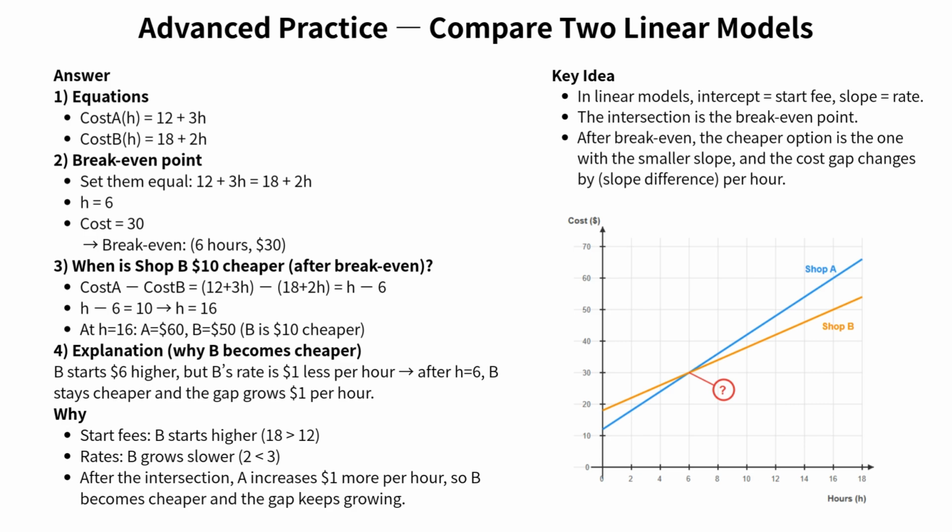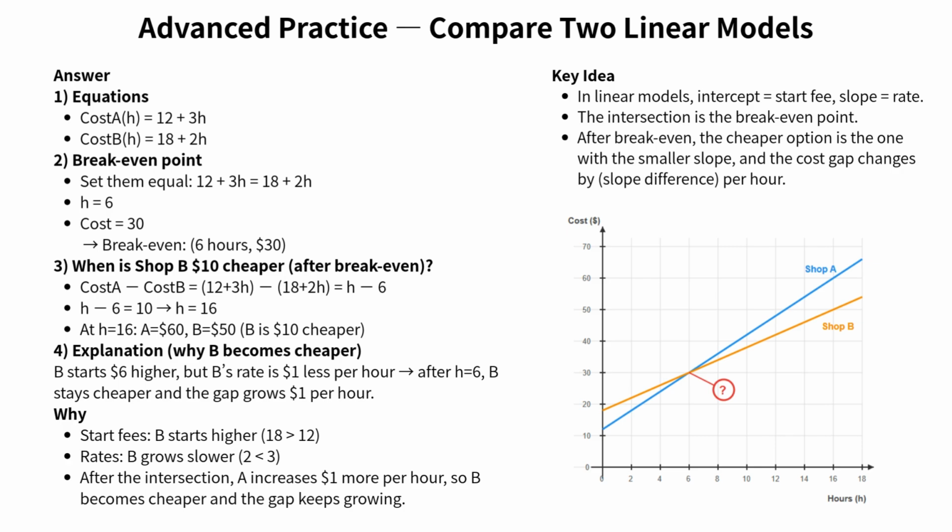Now, part 2 is the break-even point. Break-even means the two costs are equal, it's the intersection of the two lines, so we set the equations equal and solve. 12 plus 3H equals 18 plus 2H. Subtract 2H from both sides, so we keep the H terms together, that gives 12 plus H equals 18. Now subtract 12, H equals 6. So the break-even time is 6 hours.